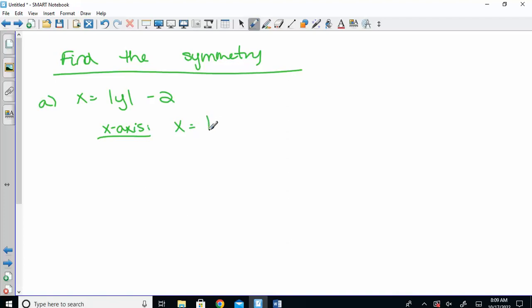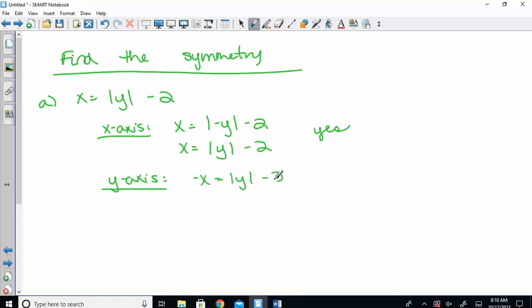Negative y. Okay. The absolute value of a negative is the same as the absolute value of a positive. So this turns back into the original one, so that means it is symmetric to the x-axis. How do you check the y-axis? Change the x. Is there any way to turn this back into what I started with? No. So this one is not symmetric to the y.